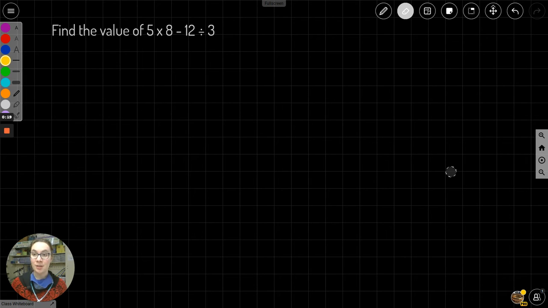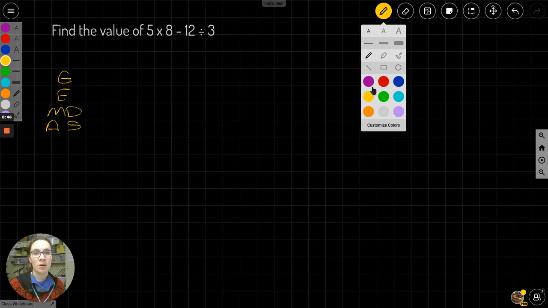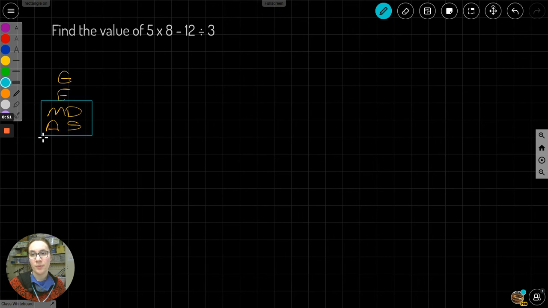And the first task we have set in front of us is find the value of 5 times 8 minus 12 divided by 3. We're going to do this by using the order of operations, which are, as you ought to know, written as, I write it GEMDAS, which stands for grouping symbols, exponents, multiply and divide, add and subtract. Now we're really only focusing on these ones today. Just multiply and divide, add and subtract.